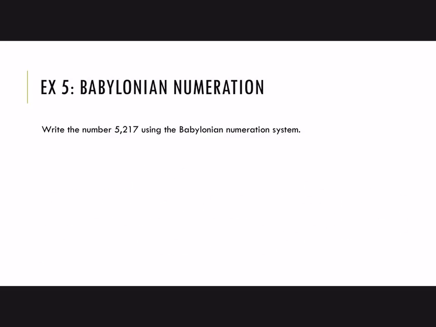Let's try going the other direction. Write 5,217 using the Babylonian numeration system. So first of all, I want to look at groups of 3,600 and see how many of those I can make. Then I want to see how many groups of 60 I can get out of this number. And then how many groups of 1 are left over that can't make 60s and 3,600s. So division is the way to go to find how many groups. You might also try subtraction if you can see right away that there's one group of 3,600. If you didn't, then I would suggest division.